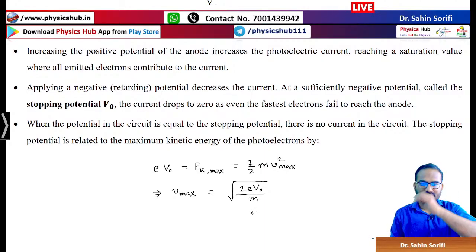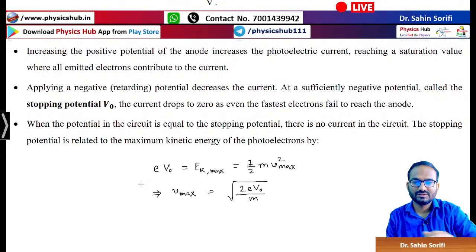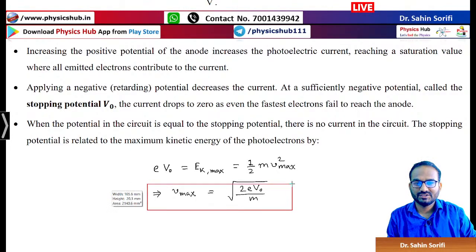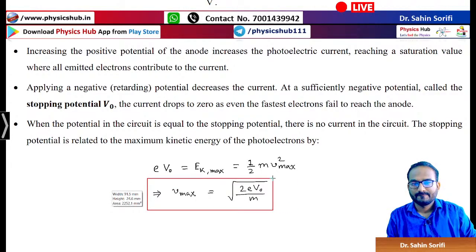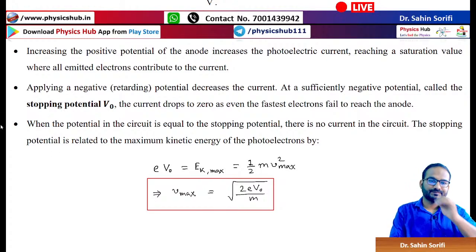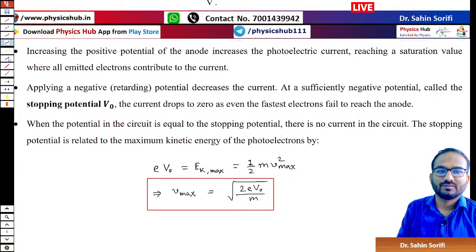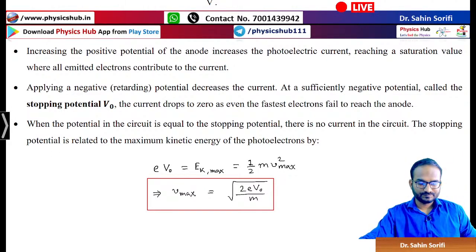So sometimes we can expect some question involving the stopping potential and the maximum velocity of the ejected electron.